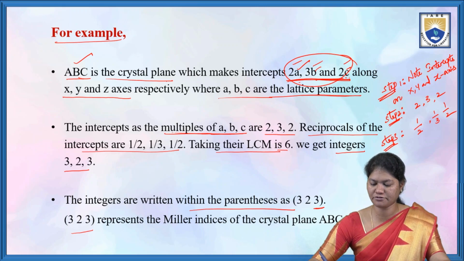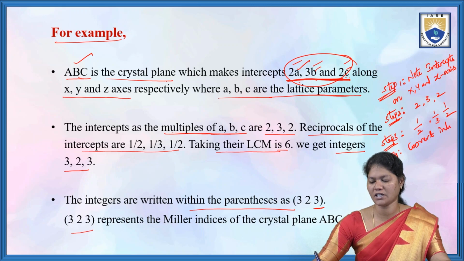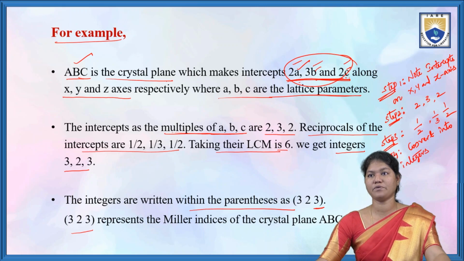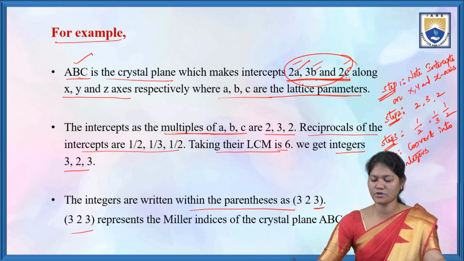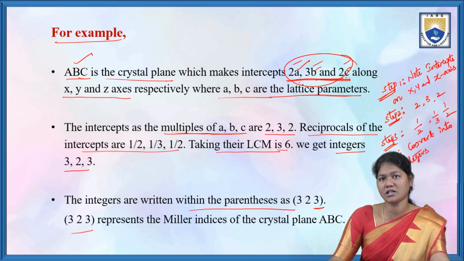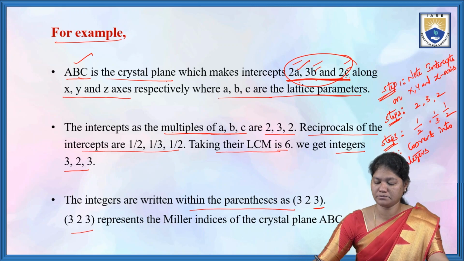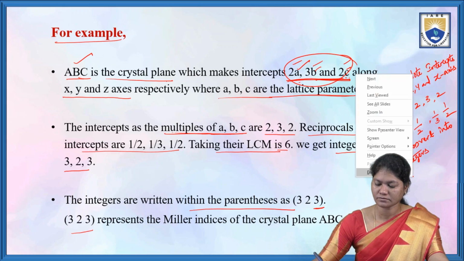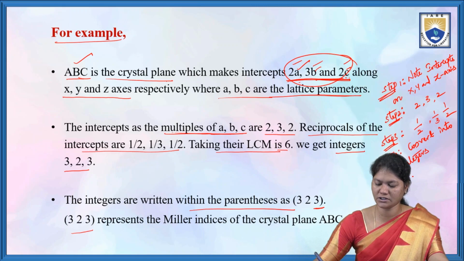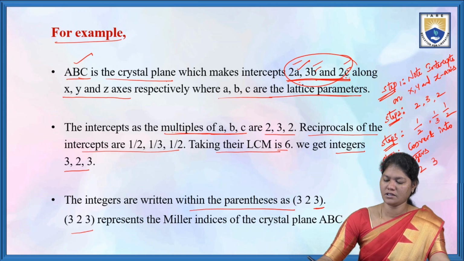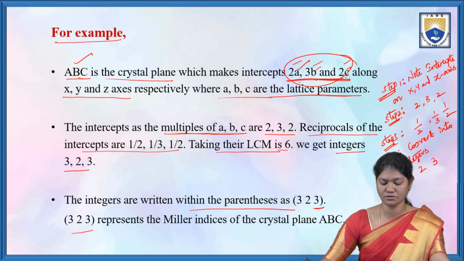Then in step 4, we have to convert it into integers. To convert it into integers, we have to take the LCM. The LCM of these is 6. So 2 3s are 3, 3 2s are 2, 2 3s are 3. So we get 3 2 3.